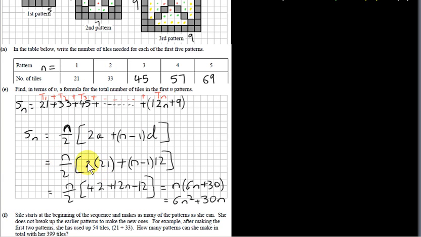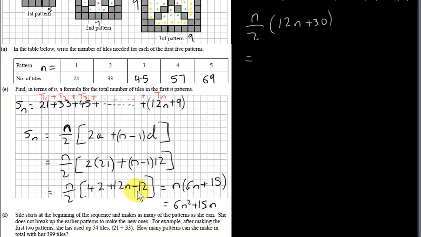So working this out, we get 2 times 21 is 42. Here we get 12n minus 12. 42 minus 12 is 30. So we have 12n plus 30 in here, and we have to divide by 2. So we can just take the 12n plus 30 and divide by 2. And we have n multiplied by 12n divided by 2 is 6n. And 30 divided by 2 is 15. And if you like, you can multiply n into this to get 6n squared plus 15n.